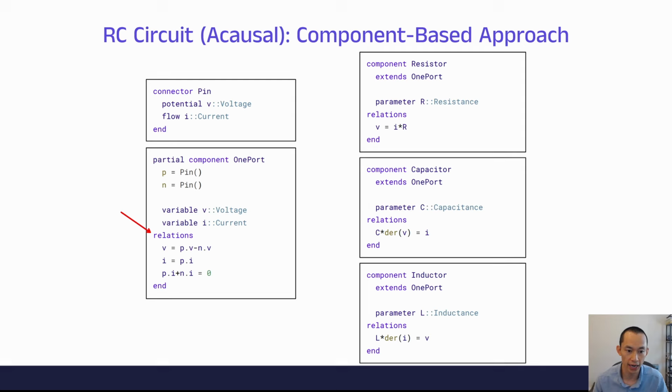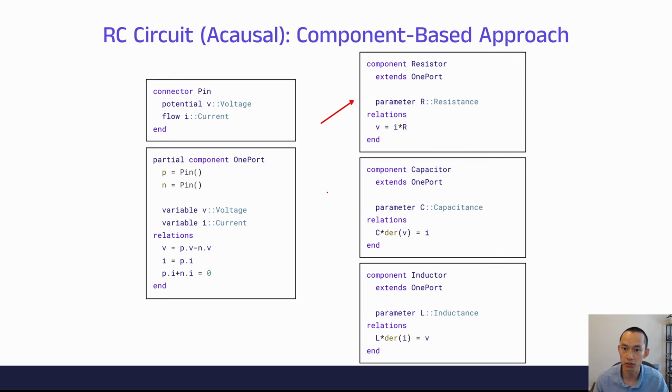So this one port has a set of relations that the component will need to enforce. Okay, so here we can see that the voltage across one port is equivalent to the voltage at the positive pin minus the voltage at the negative pin. We can see the current through the one port component is equivalent to the current coming from the positive pin. And we know that the current from the positive pin plus the current from the negative pin is going to be equal to 0. Okay, so this is the one port component.